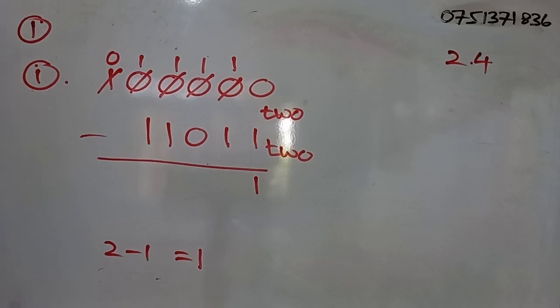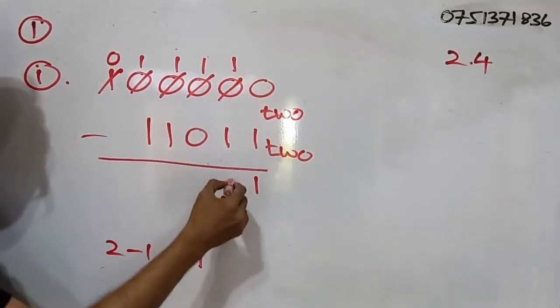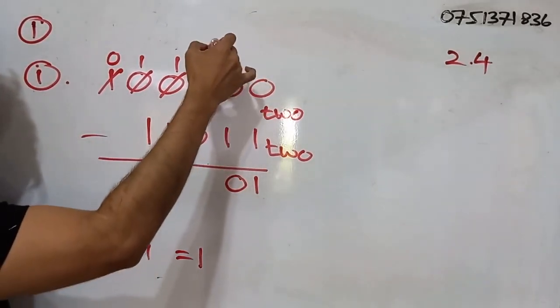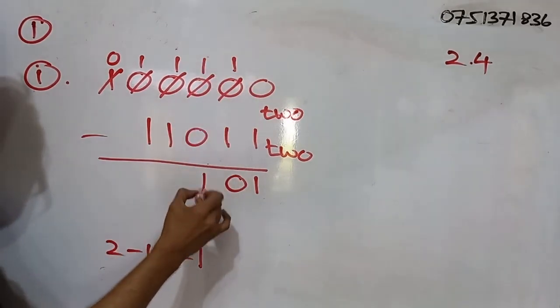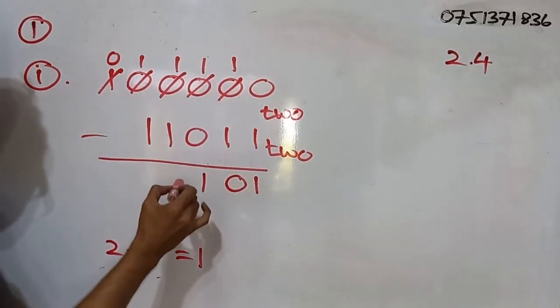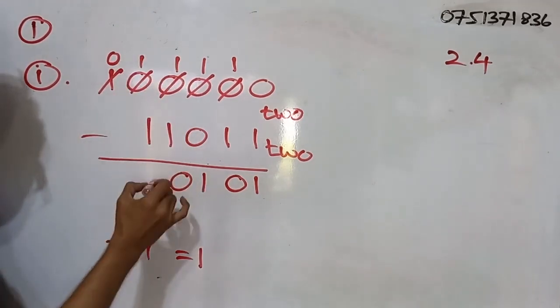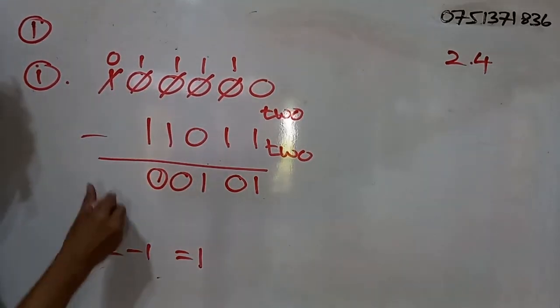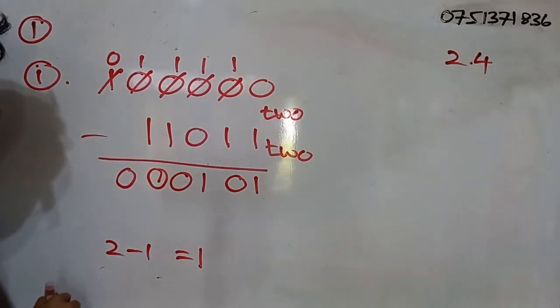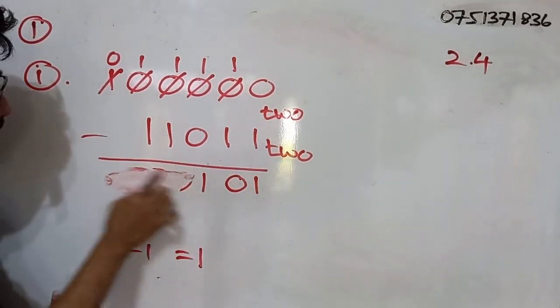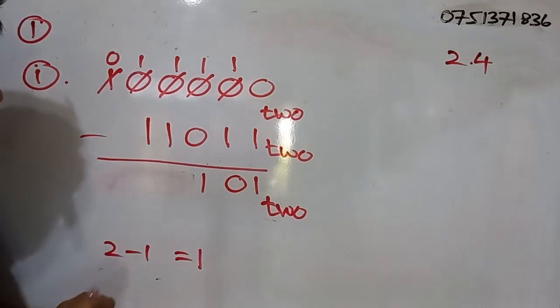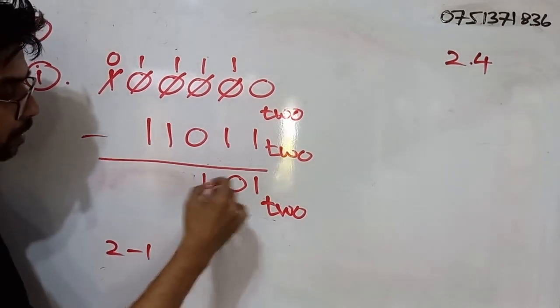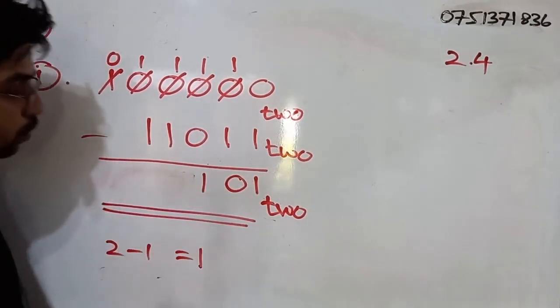And this one becomes what? 0. Okay? So here 1 minus 1, that's a 0. 1 minus 0, that's a 1. 1 minus 0, that's a 0. 1 minus 0, that's a 0. Right? So this is also 0. So actually we don't need to write these three zeros. Right? So what's the answer? 1, 0, 1 and the base is 2.